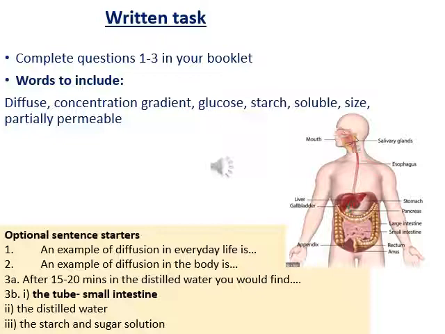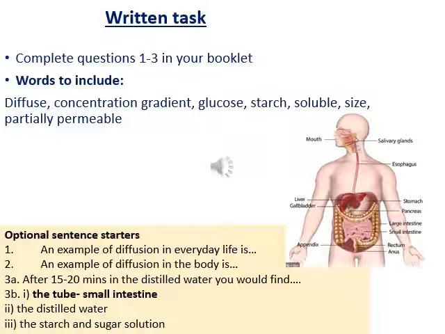That experiment was purposely set up in order to mimic the human digestive system. So I want you to have a look at the 3 things that it includes in question 3b: the tube, the distilled water, and then the starch and sugar solution. Have a think about what they could represent in the human digestive system. The first one I've done for you to help you. So 3b, the tube was mimicking the small intestine. So have a think then about what the distilled water is replicating and what the starch and sugar solution is representing.